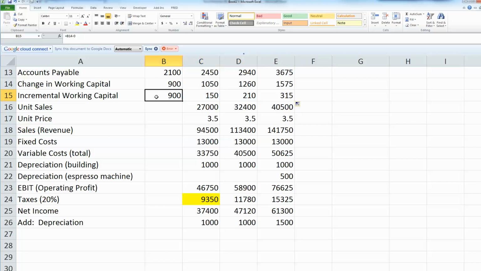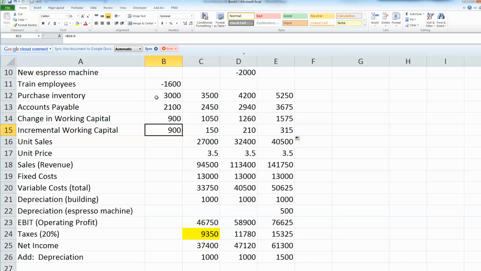So the first year, big drop in cash because of the huge inventory purchase, going from no inventory to $3,000 in inventory. The second year, only an extra $150 drop in cash because inventory rose not from 0 to $3,500, but from $3,000 to $3,500. So inventory rose by $500, accounts payable rose by $350. Essentially, the difference is $150: that $500 increase in inventory minus the $350 increase in accounts payable.